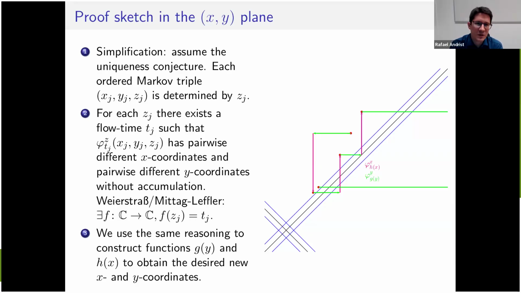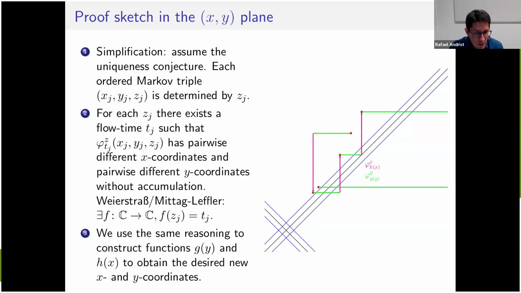There is, of course, some tiny detail that we have to take care of. The set coordinate also needs to be correct because it's a two-sheeted covering. So in principle, I could end up with the wrong set coordinates, but some extra care will solve this issue. Yeah. So this proves the theorem. So we have shown that the ordered Markov triples are a tame subset.